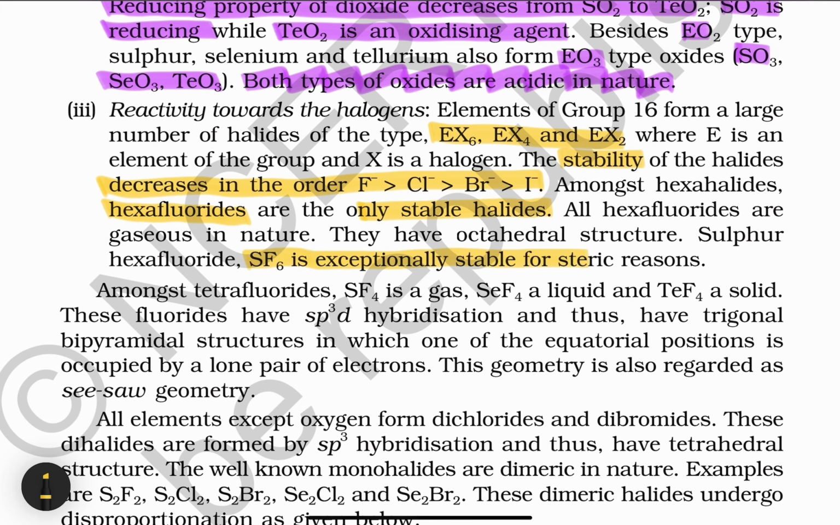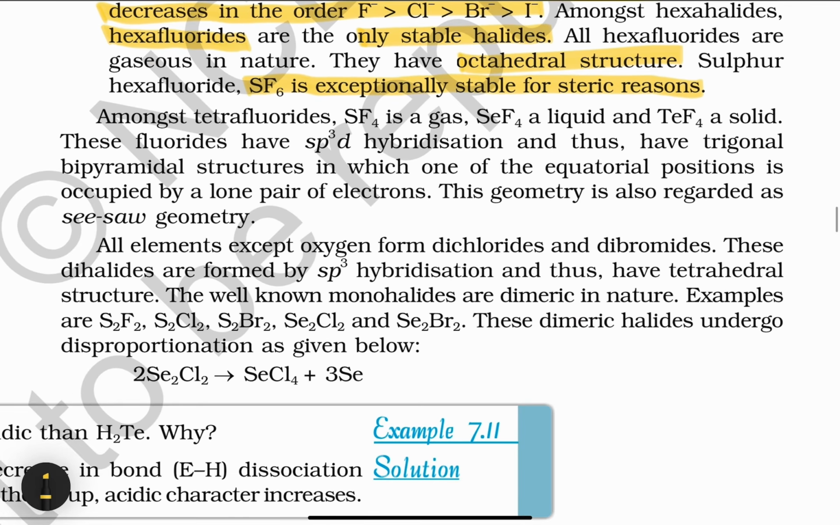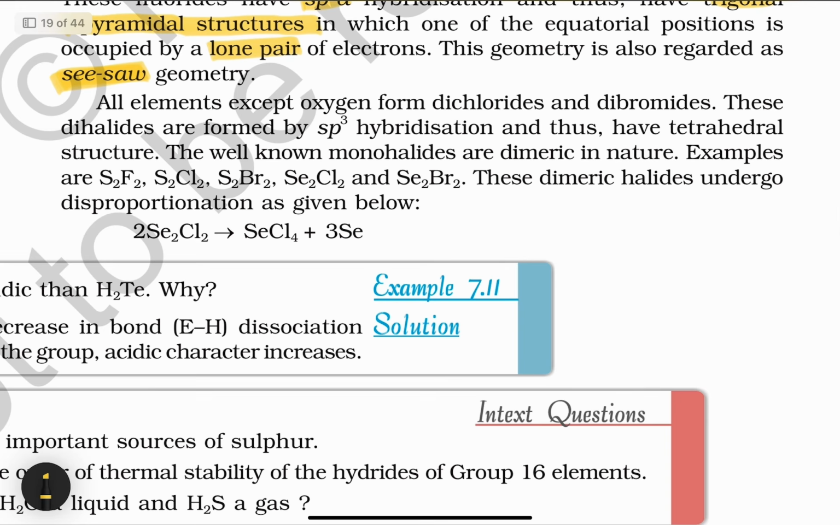SF6 is exceptionally stable for steric reasons. They have octahedral structure. SF4 is a gas, SeF4 is a liquid, and TeF4 is a solid. sp3d hybridization and have trigonal bipyramidal structures in which one of the equatorial positions is occupied by a lone pair of electrons, so it appears to be seesaw geometry.